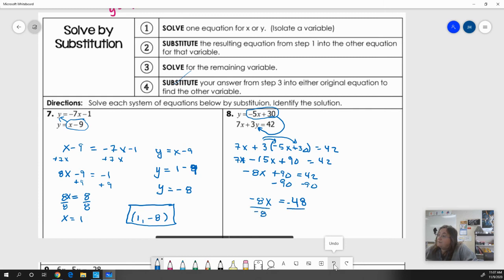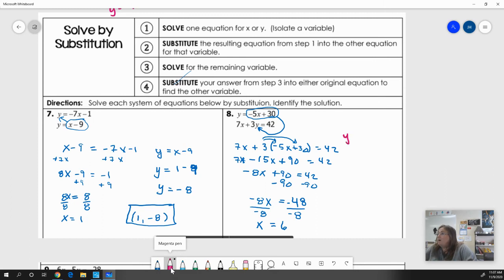So when I divide both sides by negative 8, this becomes x. My solution here is going to be positive, because it's negative over negative, and my x value is just 6. So now we know what our x is. We have to plug it into this equation to find what our y is.